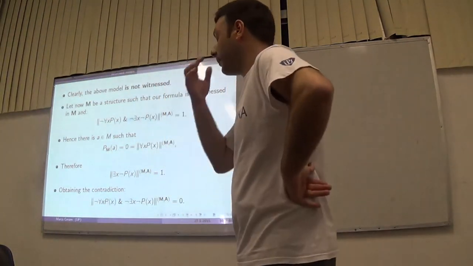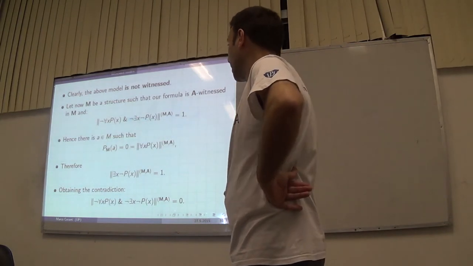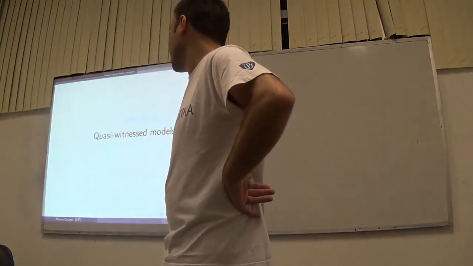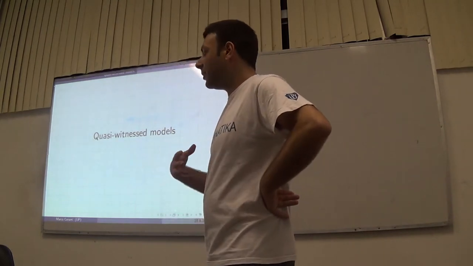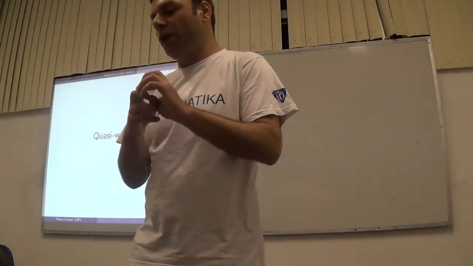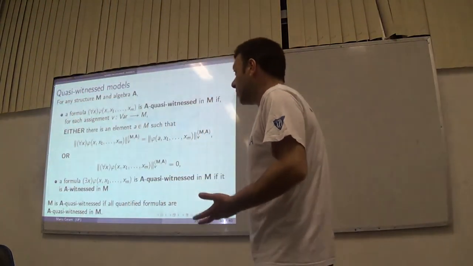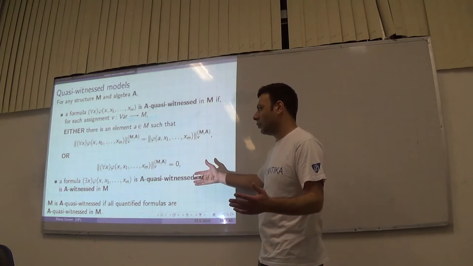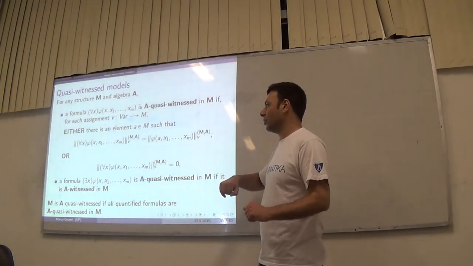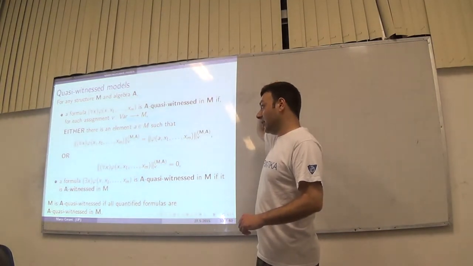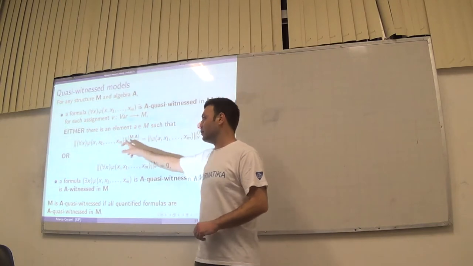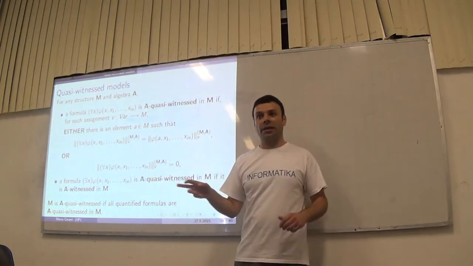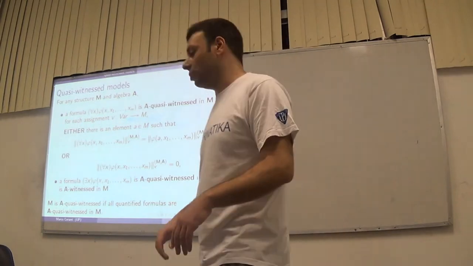So Gödel and product logics do not have witnessed models. But what happens? Other kinds of models can be defined that are a weakening of the witnessed models. A quasi-witnessed model is a model for which the existential quantification is treated with the same condition as for witnessed models. For the universal quantification, either there is a witness, so the infimum coincides with some instance, or the value of the infimum is zero. These are these two conditions.